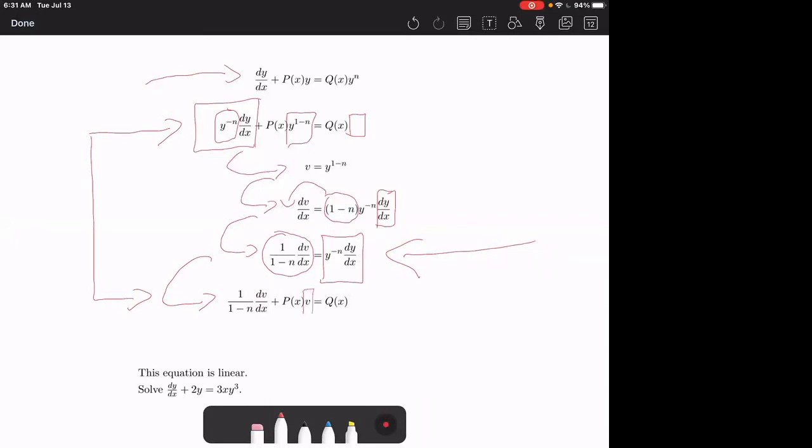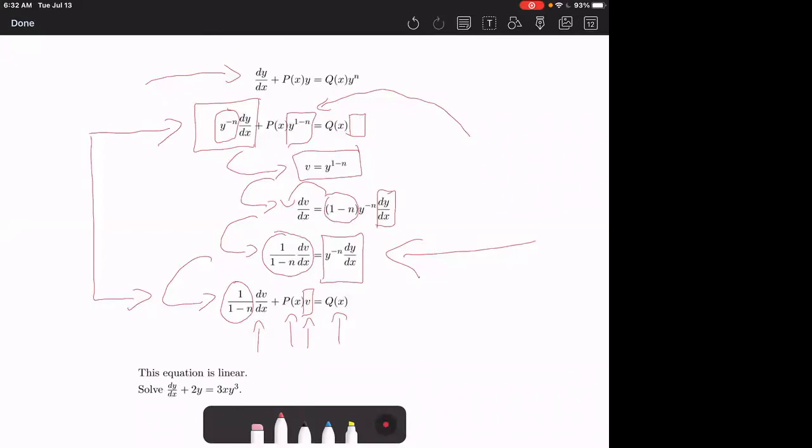Particularly note that we are now writing this as v, whereas before we wrote it as y to the 1 minus n, and that's using our substitution. Now this equation is linear. It has some constant times dv/dx plus some function of x times v is equal to some function of x. So again, we have accomplished our goal, taking something unique that we didn't really know how to work with, changing out one of the variables for another, and reaching a form that we're more used to.